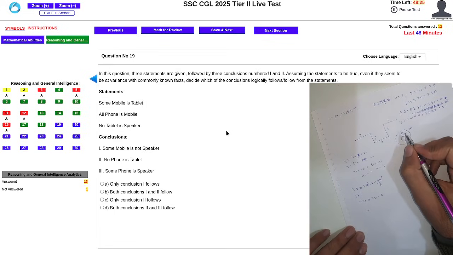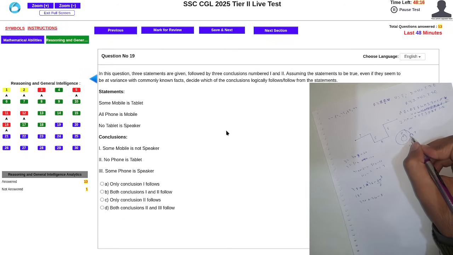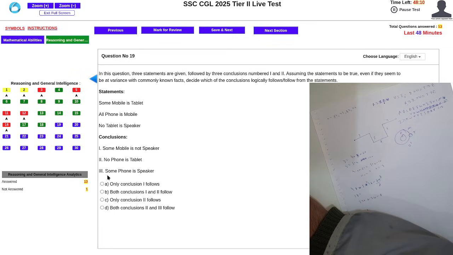Some mobile is tablet, no tablet is speaker, so no tablet is speaker. Some mobile is no speaker, okay. No phone is tablet, we don't know, not confirmed. Some phone is speaker, we don't know this either. All the one follows.